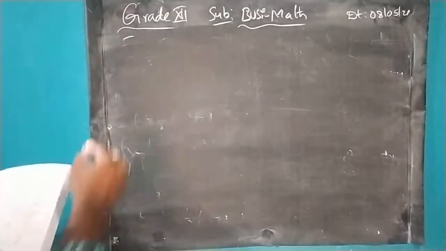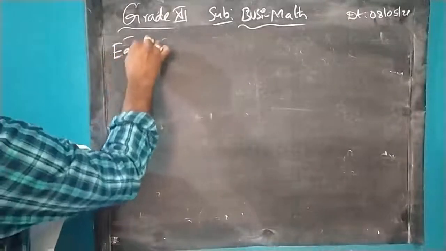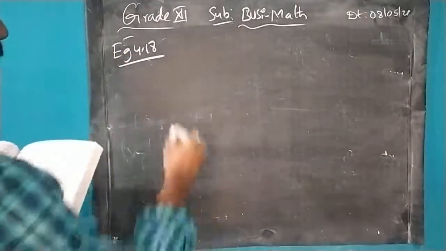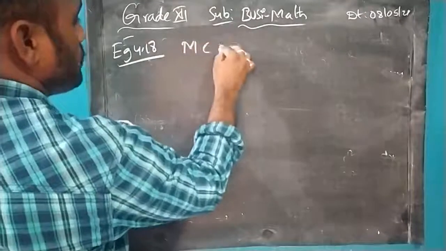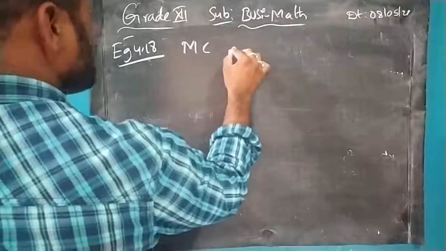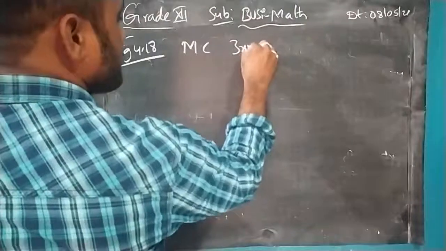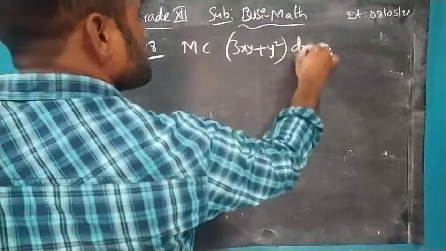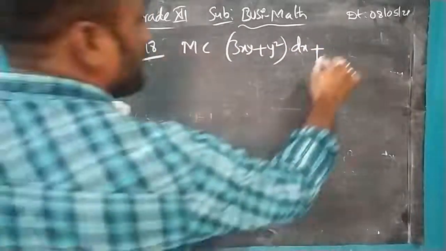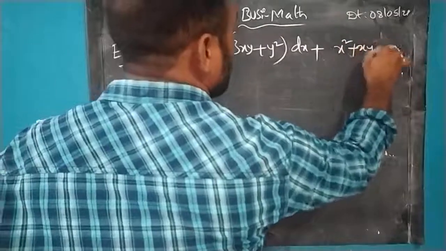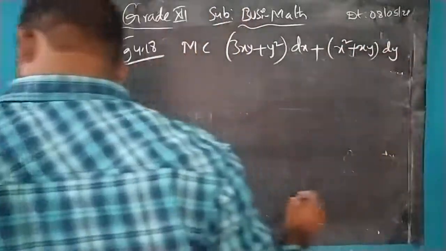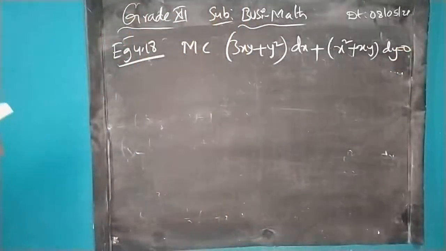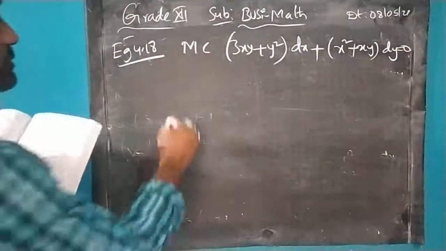Next, let us take another example, 4.18. So in this example, the marginal cost of producing x shoes is given by (3xy plus y square) dx plus (x square plus xy) dy is equal to 0. So this is the differential equation given.